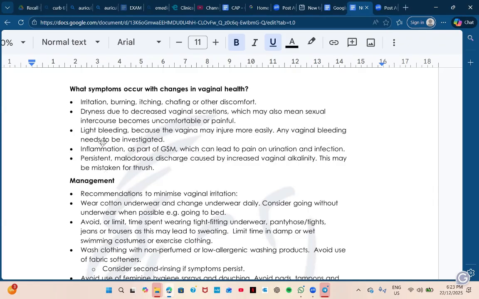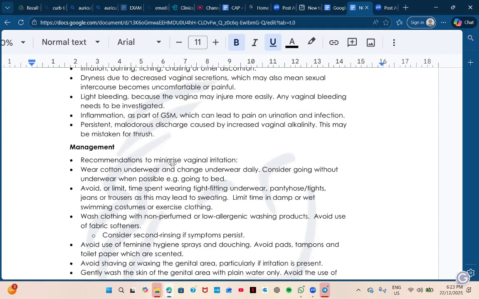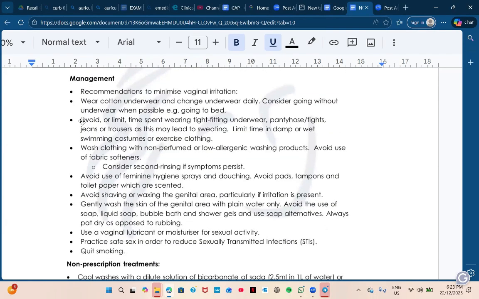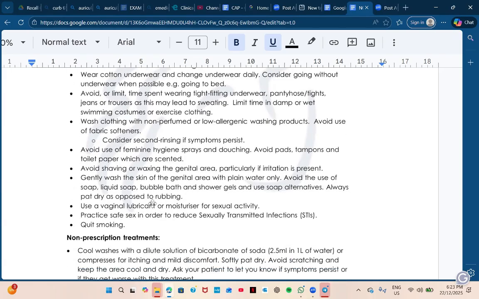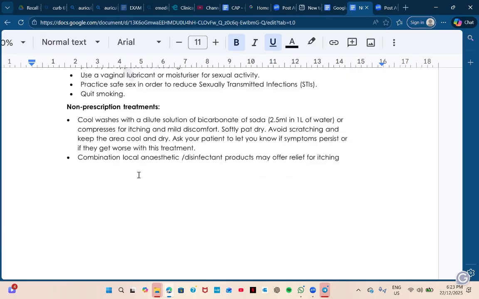We all know that inflammation as part of GSM can lead to pain on urination and infection, and persistent malodorous discharges caused by increased vaginal alkalinity. This may be mistaken for thrush. This patient can have vaginal candida. Management recommendation to minimize vaginal irritation: wear cotton underwear and change underwear daily. Okay, you can read these. I'll explain what the other main things you can use in this case are.